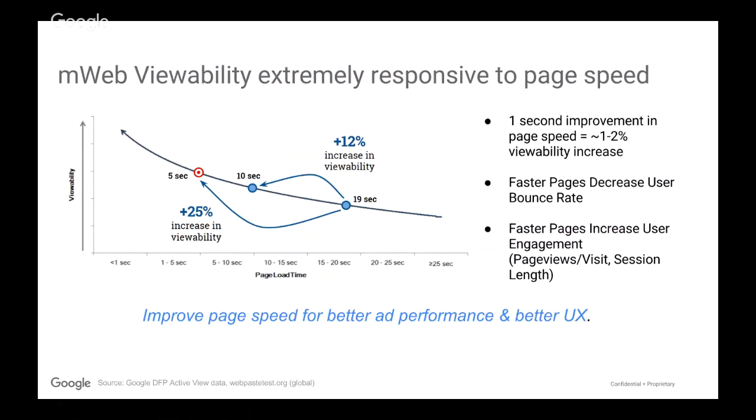So this is really important not only for user retention, but mobile web viewability is extremely responsive to page speed. In fact, we did research and found that for slow websites, there's about an increase of 1 to 2% in viewability. And so we can conclude that PageSpeed is not only able to reduce user bounce rate, it also increases user engagement, which increases page views per visit and session length. It also gives better ad performance because the ad would load faster as well.